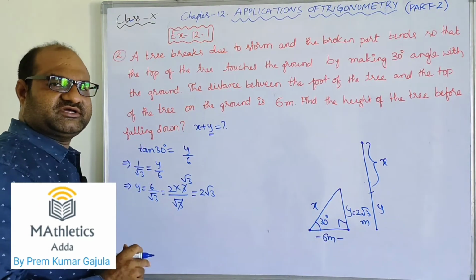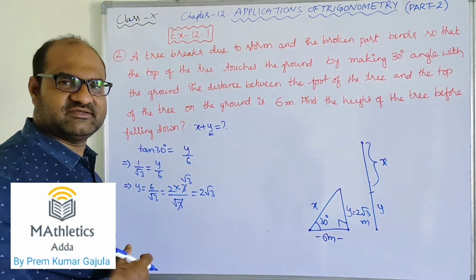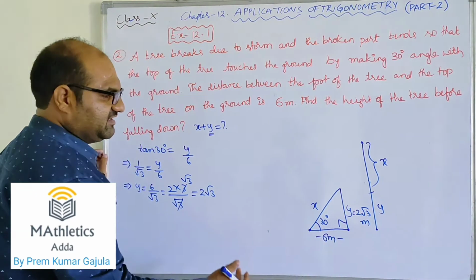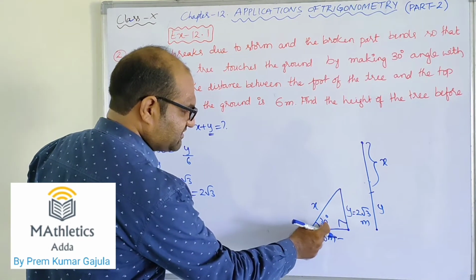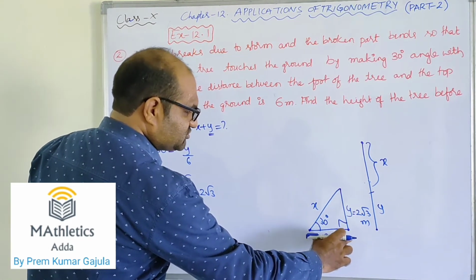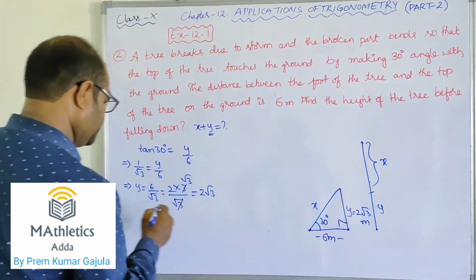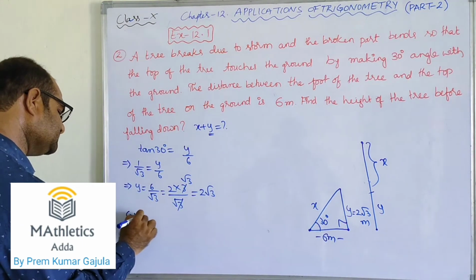I am not applying Pythagoras theorem because we have applied it so many times in the trigonometry chapter. Now let us apply something different here. 30 degrees is given and this is 6 meters. So by using this and this, which ratio can we apply? Cos 30 degrees. So I am applying cos 30.